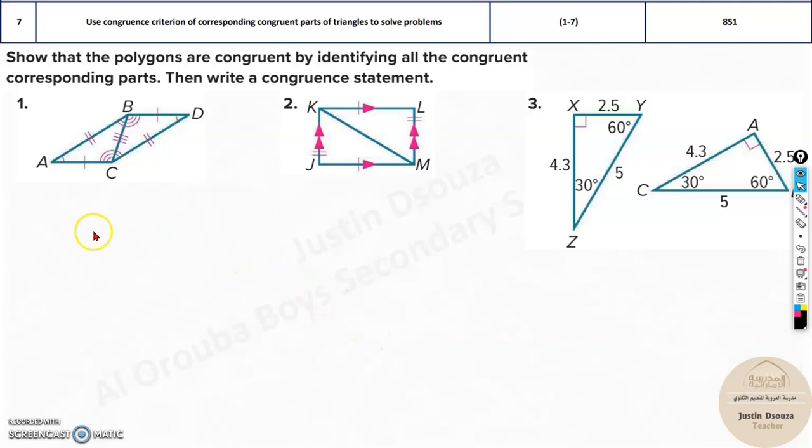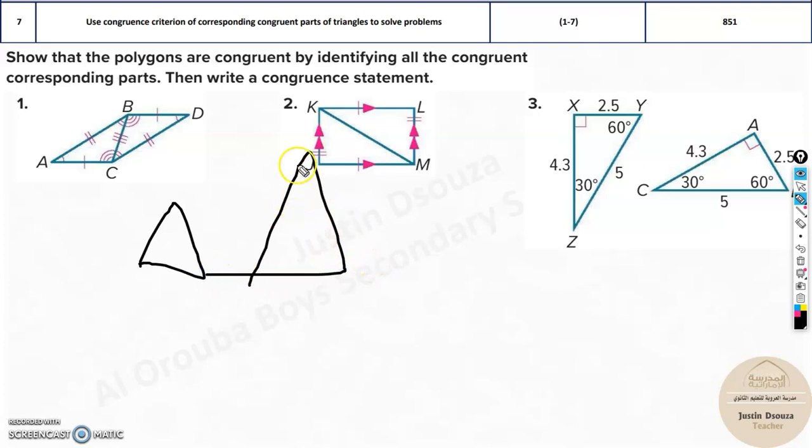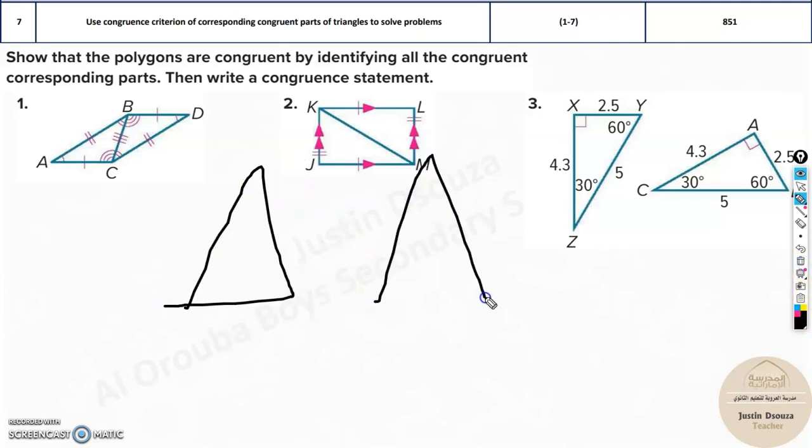In the 7th topic, we have plenty of polygons. And here we need to see the corresponding parts of them and then write the congruent statement. What it means is, now imagine I have two triangles. Now, okay, that is a very bad drawing. Let me just draw like this.